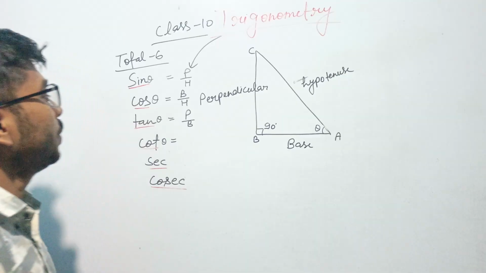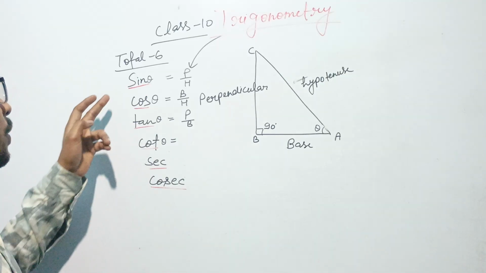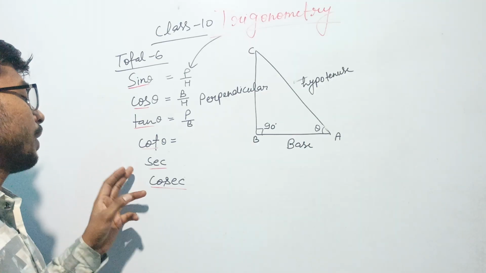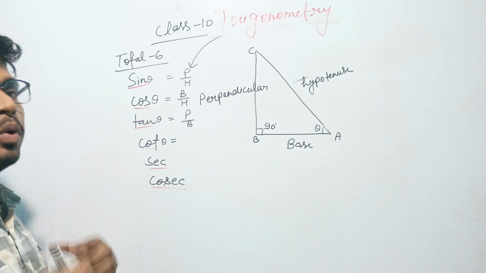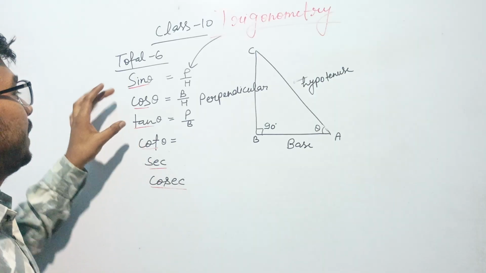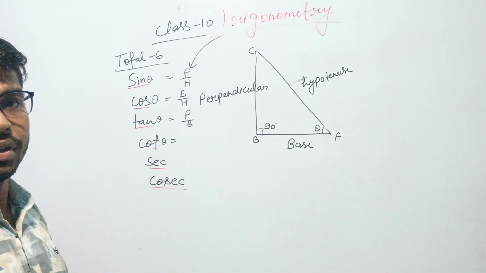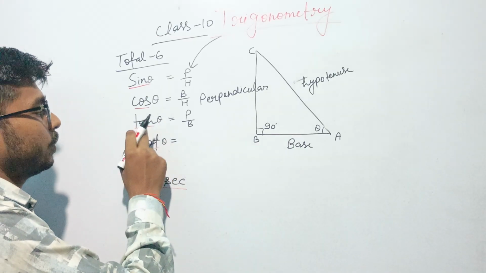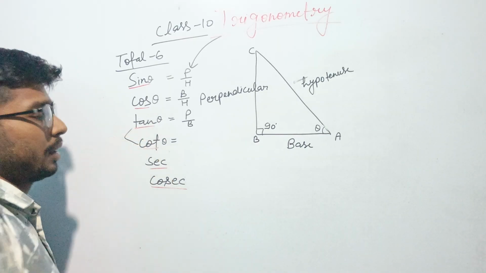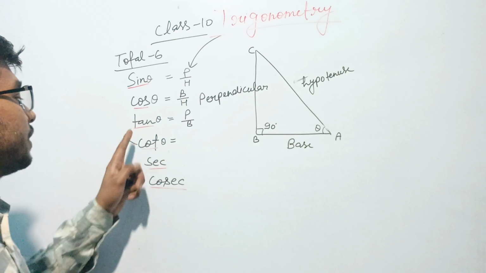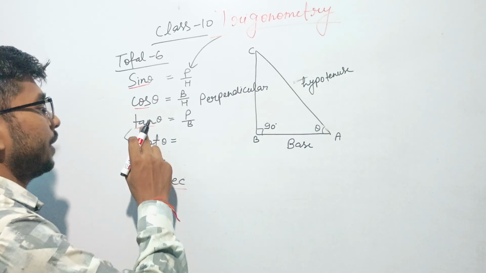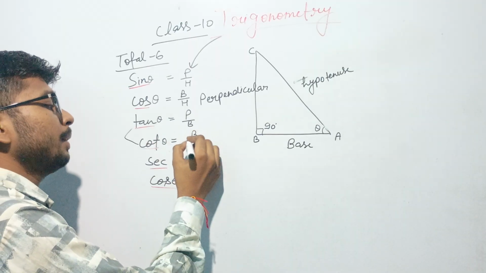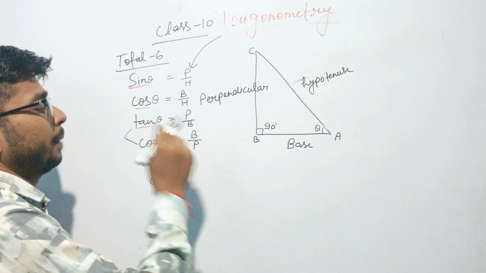Actually there are 3 main trigonometric functions: sine, cos, tan. Other 3 trigonometric functions are just the reciprocals of the starting 3 trigonometric functions. So the reciprocal of tan theta is cot. Tan theta is P by B, so cot theta will be B by P, base upon perpendicular.